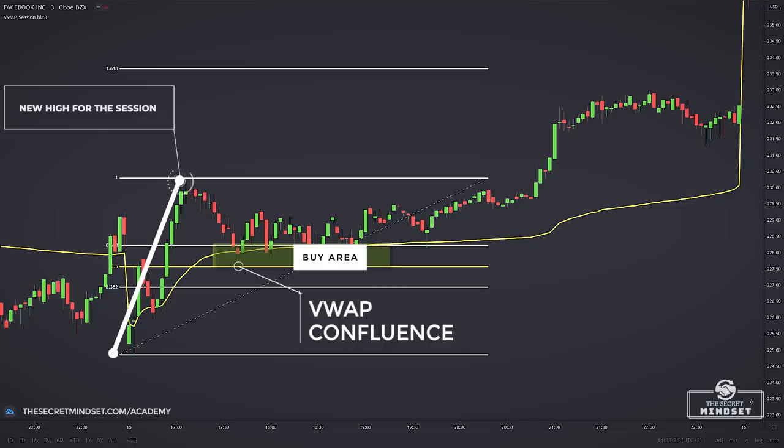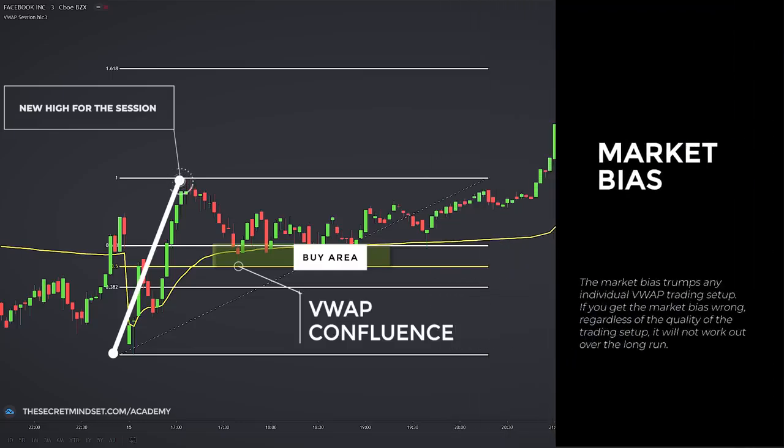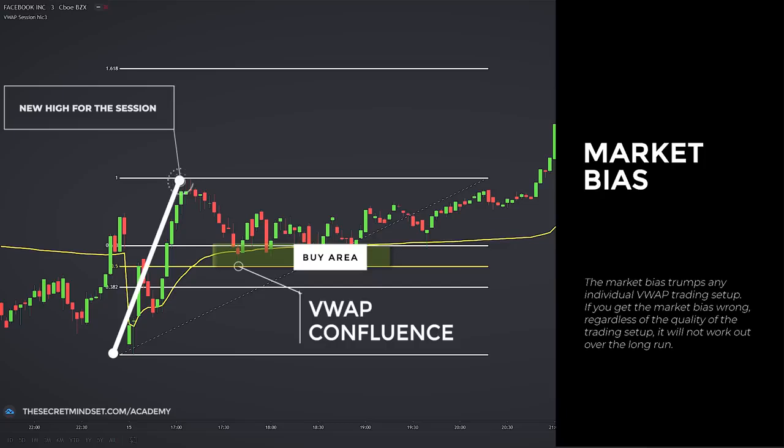Stop loss below the confluence area, and ideally aim for at least a 1 to 1.5 risk-to-reward ratio. Please bear in mind that you should evaluate the market bias before assessing individual trading setups. The market bias trumps any individual VWAP trading setups. If you get the market bias wrong, regardless of the quality of the trading setup, it will not work out over the long run.